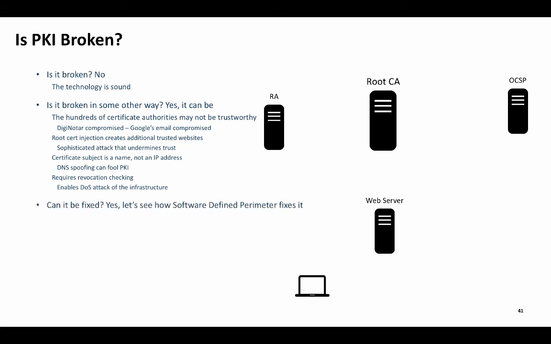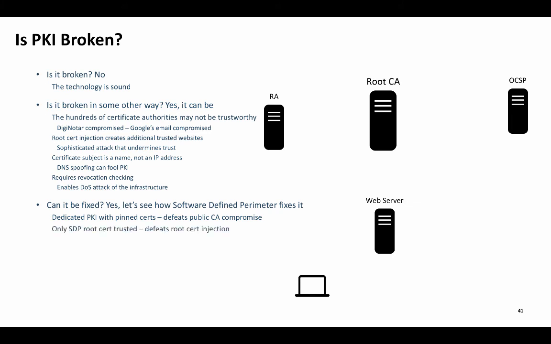Wow, that's a lot of concerns. But can these issues be fixed? Yes, they can. Let's take a look at the software-defined perimeter protocol, which fixes all of them. A software-defined perimeter uses a dedicated PKI with pinned certificates, which means the software-defined perimeter client will not trust the many root certificate authorities out there. It will only trust the dedicated PKI associated with a specific software-defined perimeter. Therefore, compromising a public CA will not affect the trust relationship within the software-defined perimeter architecture.